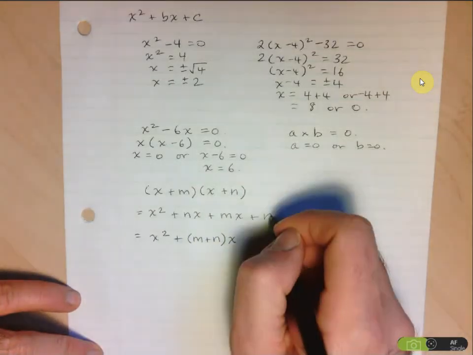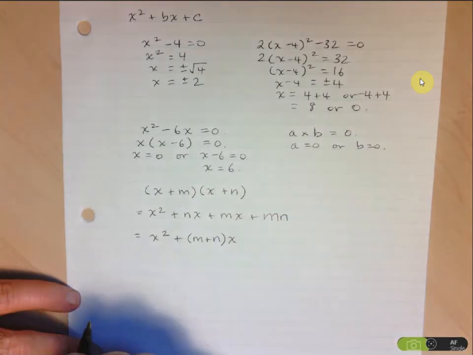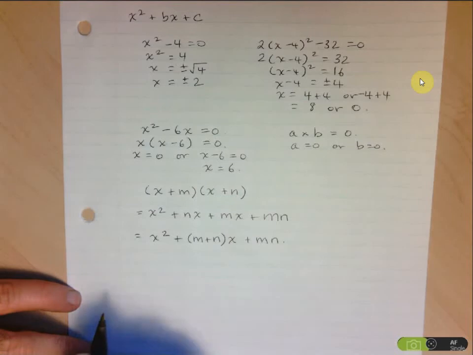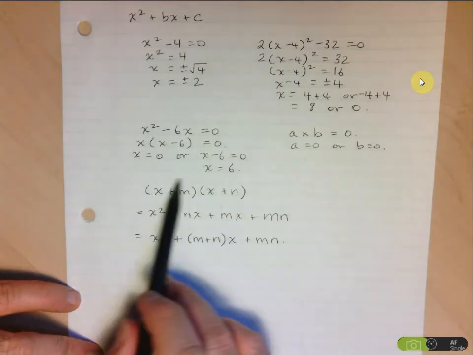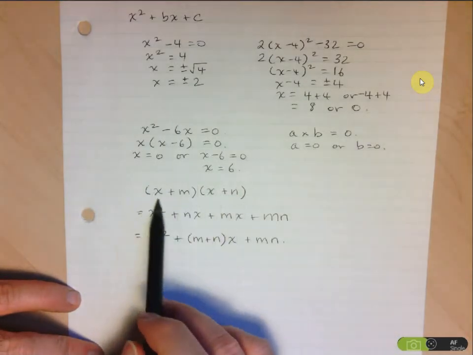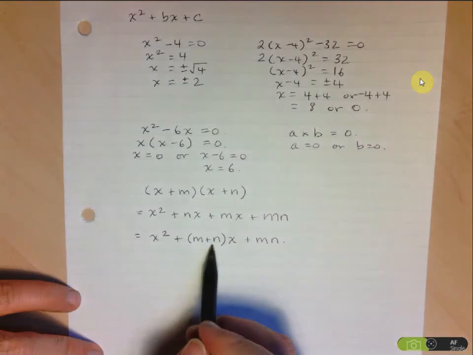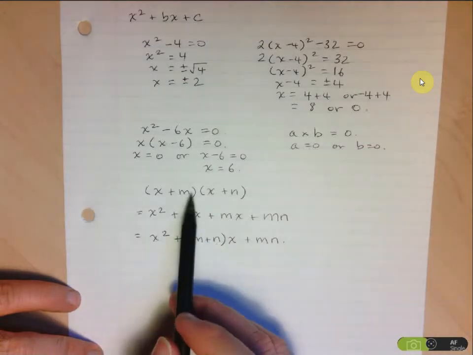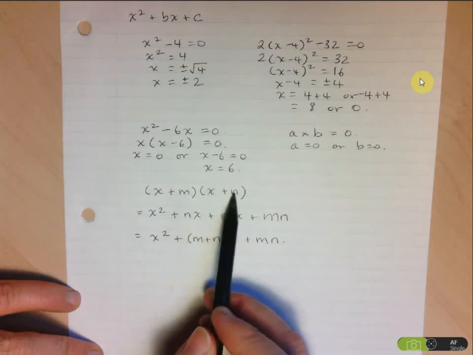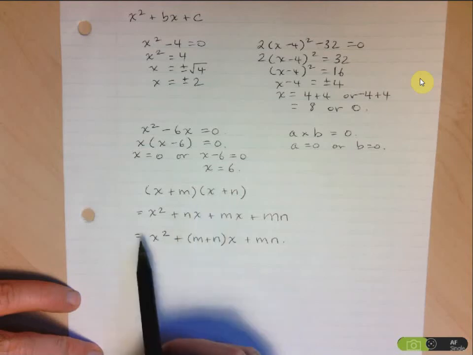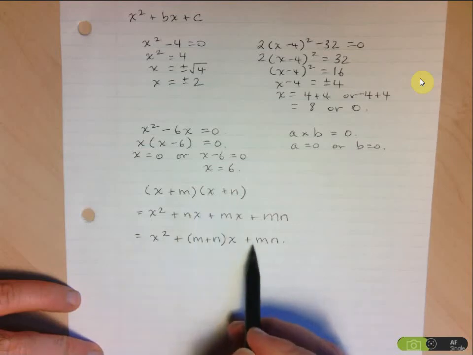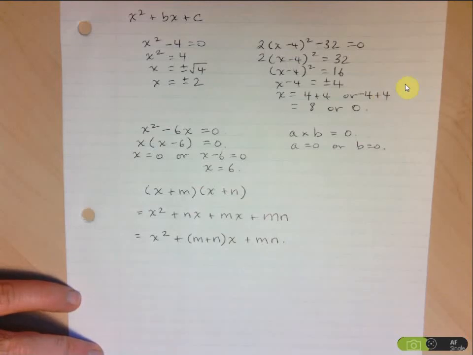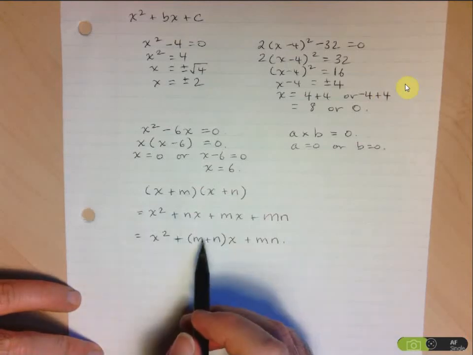And of course up here, that should have been mn. So plus mn. So if we're going to have a factored form for this trinomial, we see that the middle term is going to have a coefficient of m plus n, meaning the sum of the two second numbers in the binomials. And the last term is going to be m times n. In other words, the product of the two numbers in the binomials.